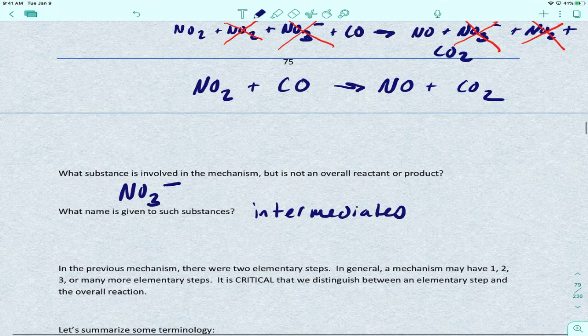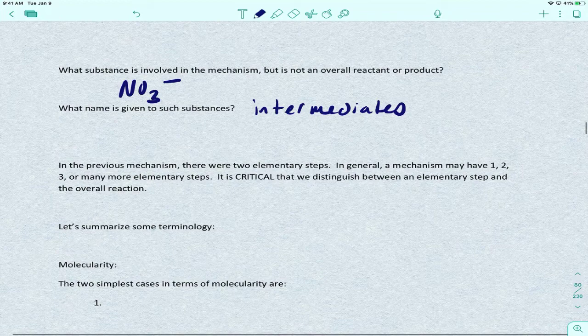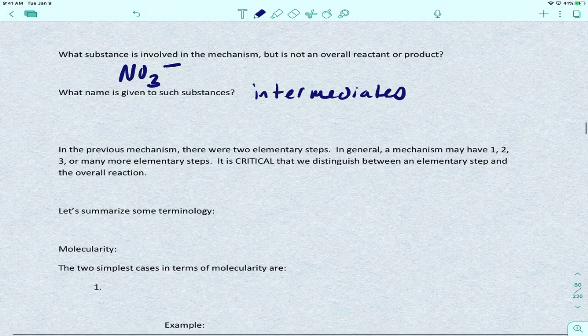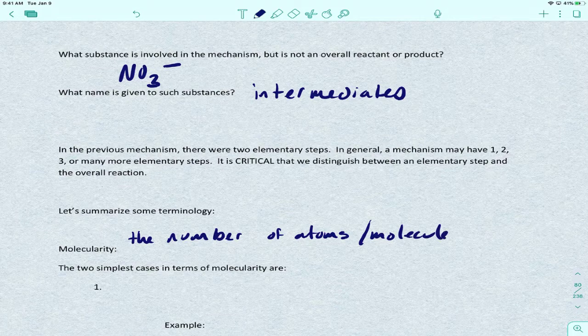In the previous mechanism, there were 2 elementary steps. In general, a mechanism may have 1, 2, 3, or many more elementary steps. It's critical that we distinguish between an elementary step and the overall reaction. So let's get some more terminology down. The first word is molecularity. Molecularity refers to the number of atoms or molecules as reactants in an elementary step.